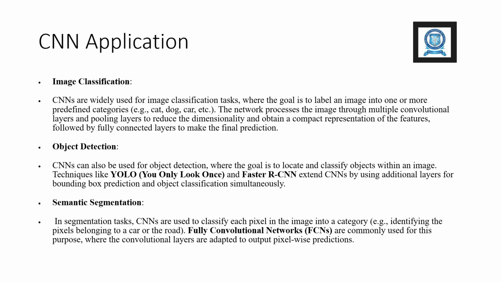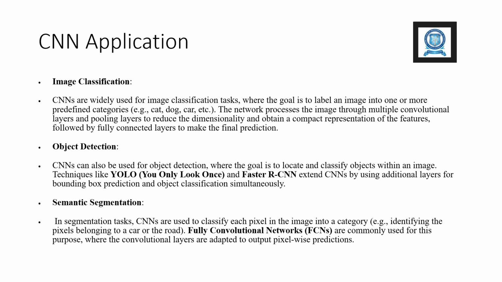Object detection. CNNs can also be used for object detection, where the goal is to locate and classify objects within an image. Techniques like YOLO, you only look once, and Faster R-CNN extend CNNs by using additional layers for bounding box prediction and object classification simultaneously.